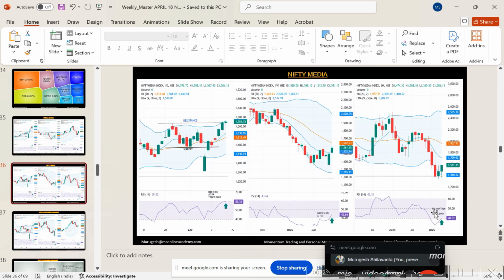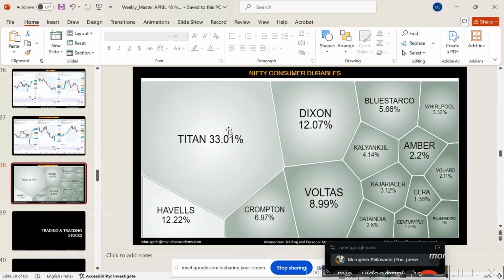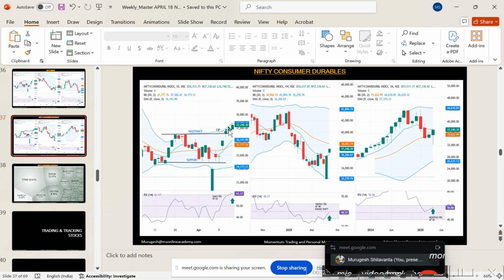Okay, media, it is in a downtrend. Look at this. In daily, it is at the double bottom. If it rejects here from the 60 and the double bottom, then we can see a sell opportunity. So already we have the IT sector for shorting purpose, and media also we can consider. Nifty consumer durable, it is taking support just like other sectors, auto and other sectors actually.